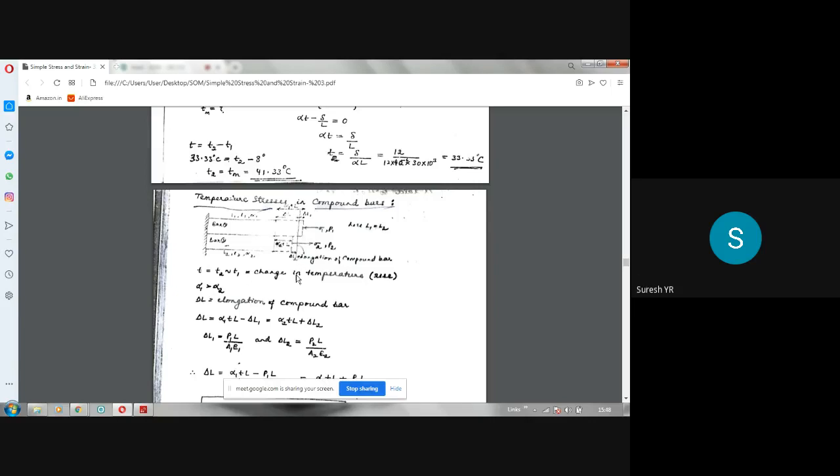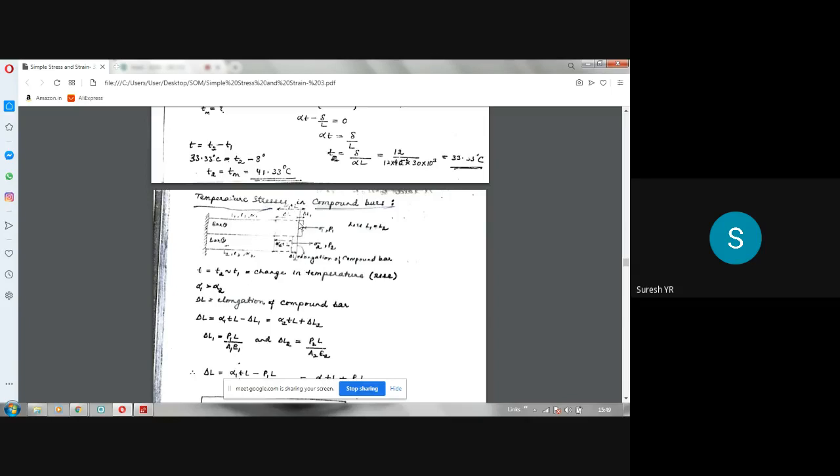Somewhere here in between. That means what we have taken is from here to here, it has taken as delta L. From one bar will go beyond that, another bar will be contracted. So one bar will be expanded, another bar will be contracted. See here, I have shown here. This is the line, common line for both the bars.